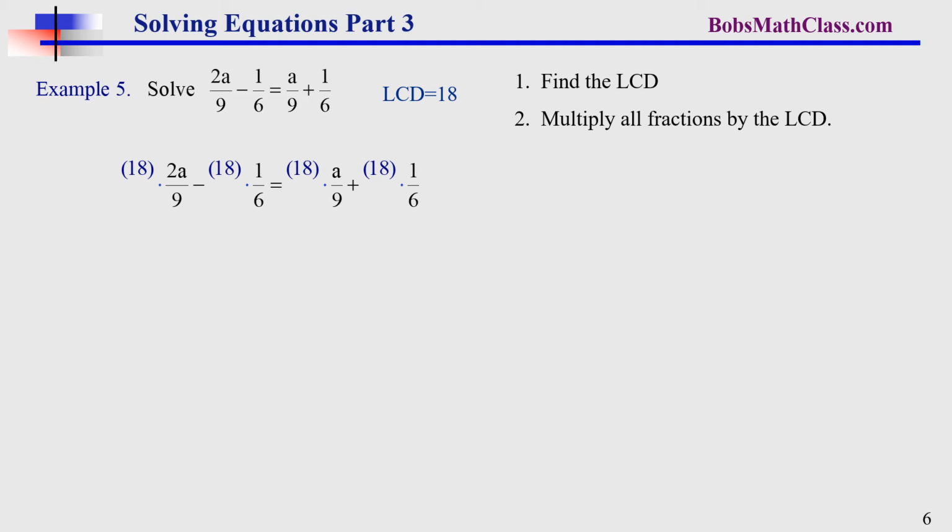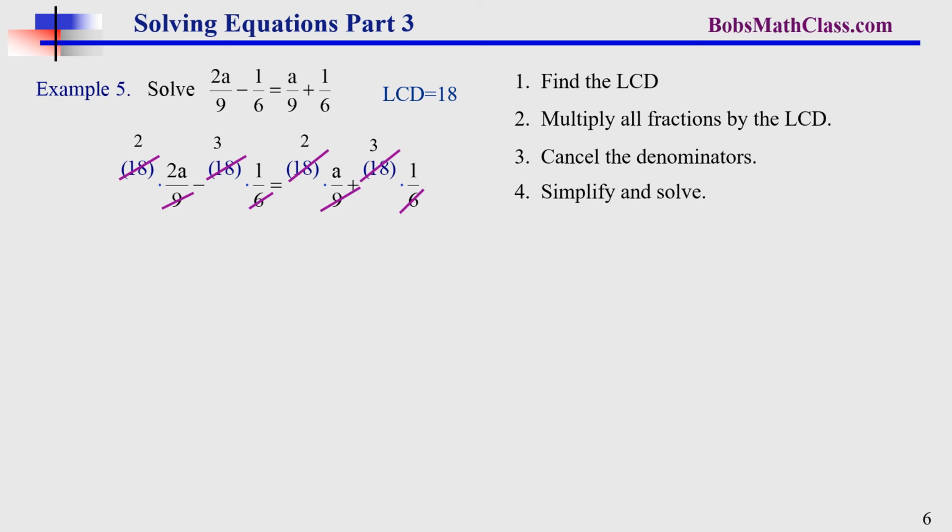Okay, now you're going to clear the denominators. So you're going to reduce the 9 and 18, the 6 and 18. On the right-hand side, the 9 and 18 and the 6 and 18. So we're canceling the denominators. So 9 goes into 18 twice, so you can cancel out the 9 and the 18, put a little 2 there. Same thing with the 6 and the 18. And now we're going to simplify that.